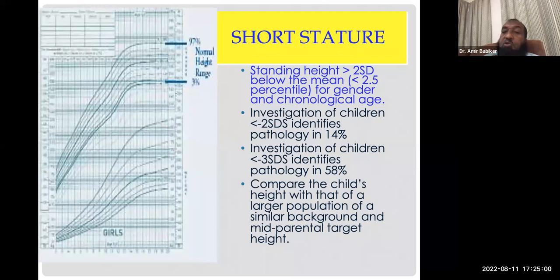Okay. So investigation of children less than 2 standard deviations reveals about 15% of pathology. But when the children are very short, less than 3 standard deviations of the mean, this will identify almost 60% of pathological cases. So that means as you go far from the mean point, you are more likely to have a pathology. Compare the child's height with the length of the population, as I mentioned.